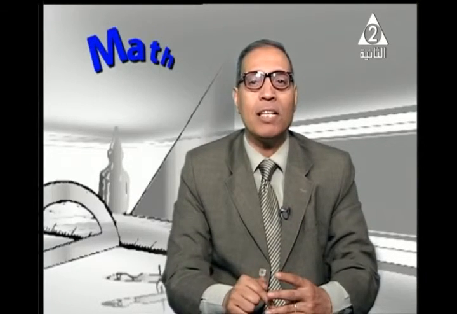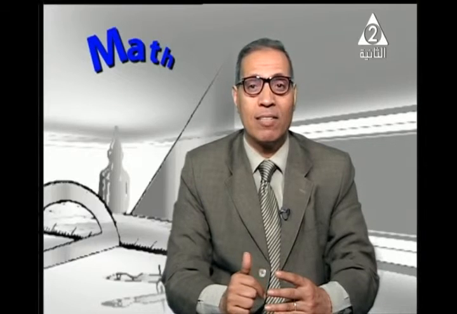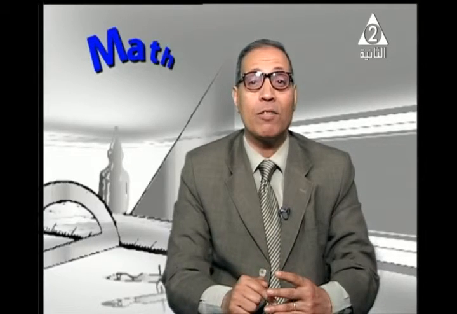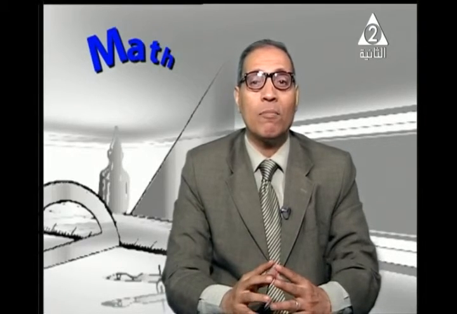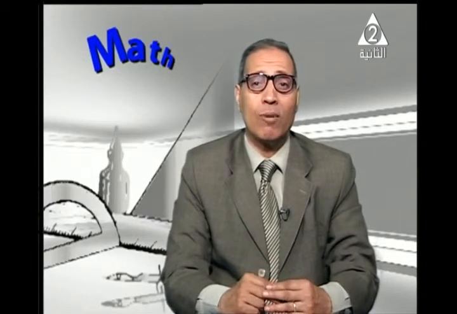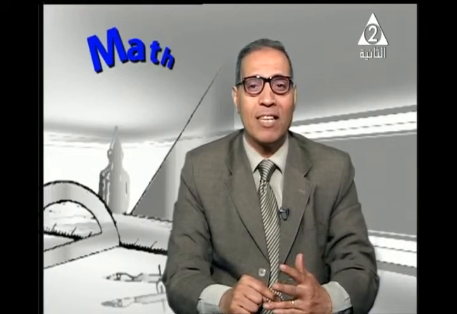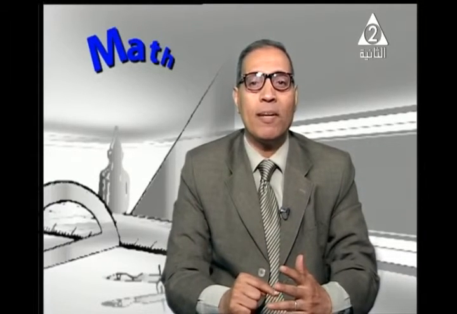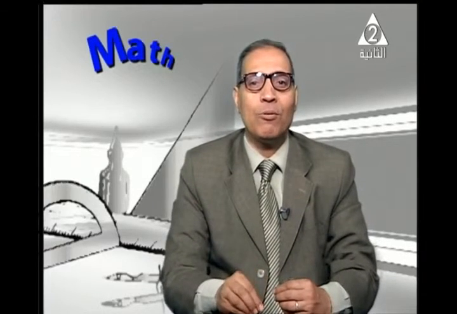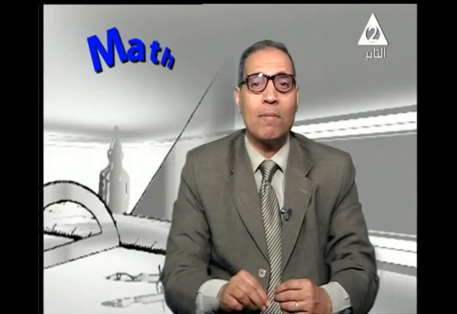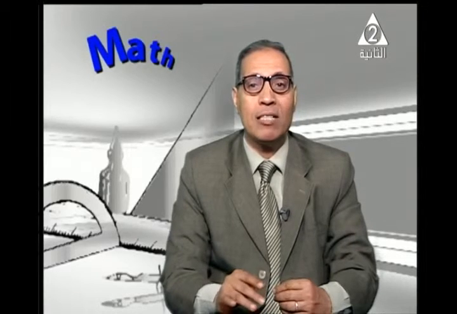What is the multiplicative inverse of cosine? Equals sec. What is the multiplicative inverse of tan? Equals cotan. Why? Because tan multiplied by cotan equals 1. Sine multiplied by cosec equals 1. Cosine multiplied by sec equals 1. Remember, it is very important to know the multiplicative inverse of sine, cosine, and tan.